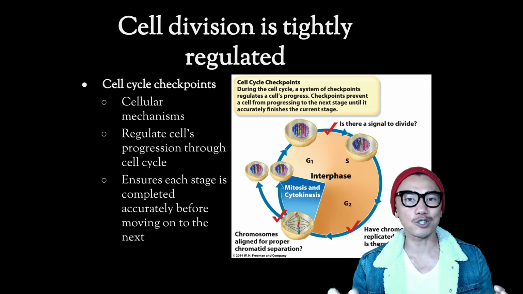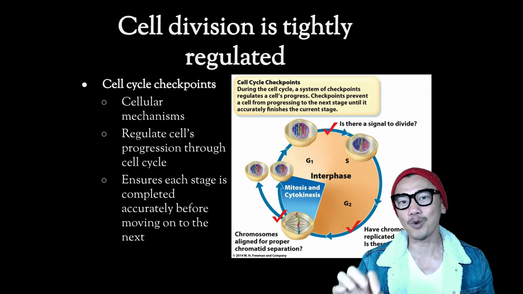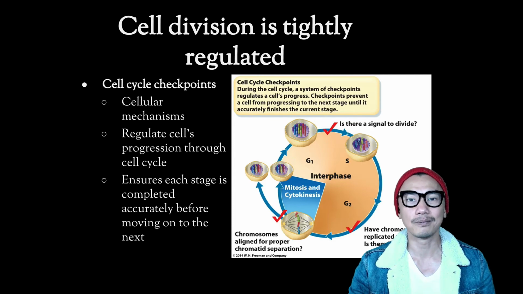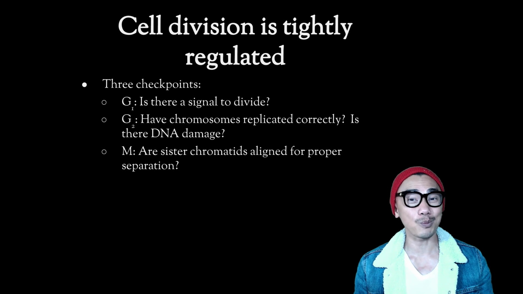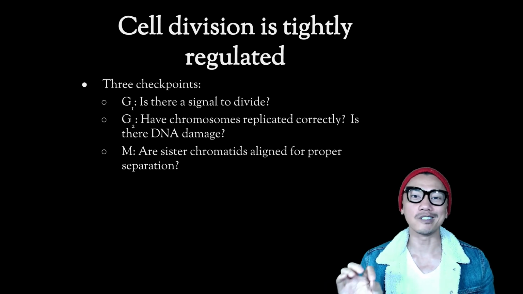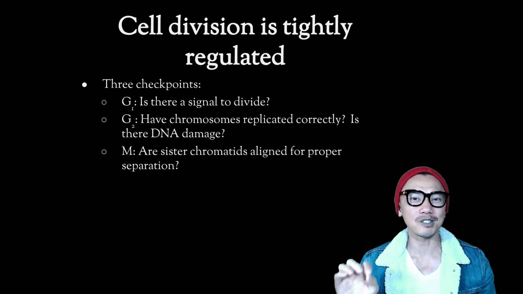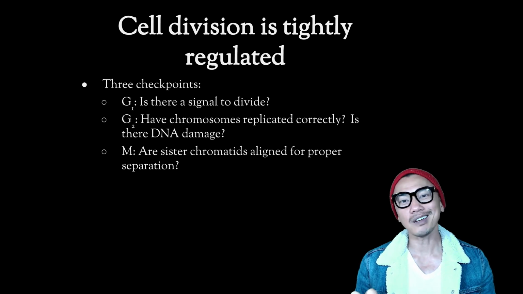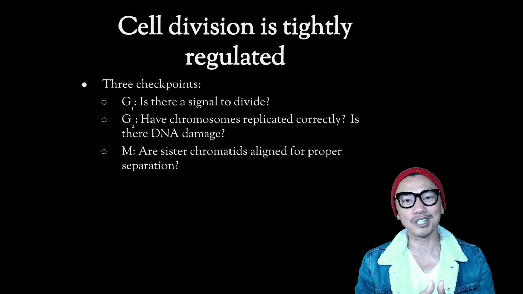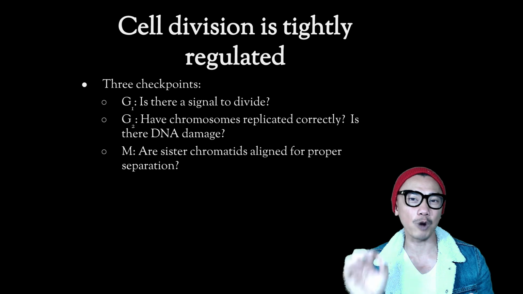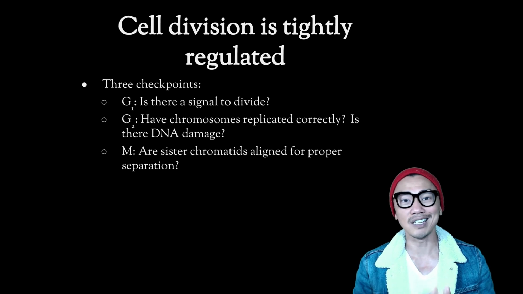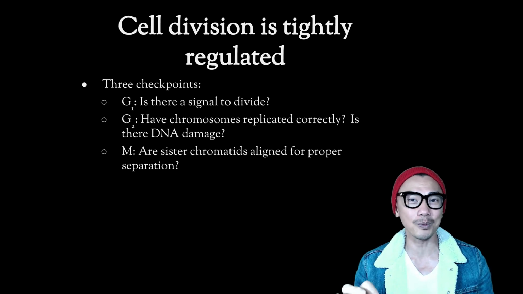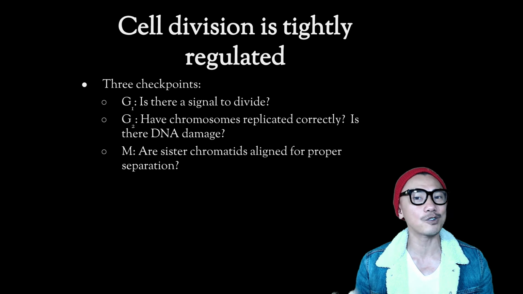The cell cycle checkpoints are represented by red check marks in the diagram. There are 3 cell cycle checkpoints in all. The first is in G1, and it's looking for a signal to divide. The second is in G2, and it's looking to see if chromosomes were replicated correctly and if there's any DNA damage. The third is in the M phase, and it's looking to see if sister chromatids are aligned properly for separation.